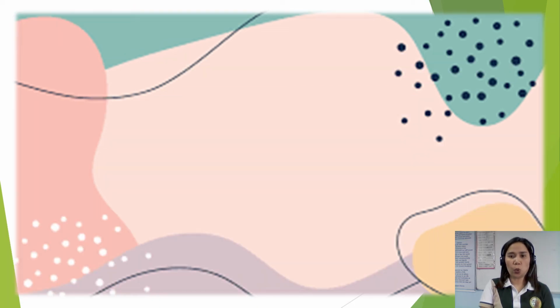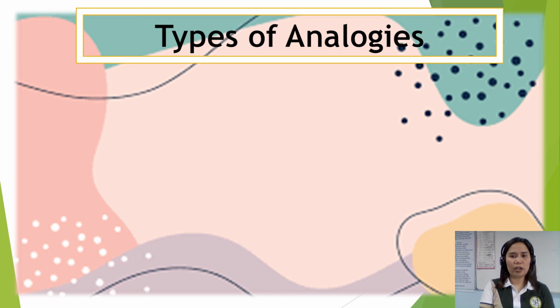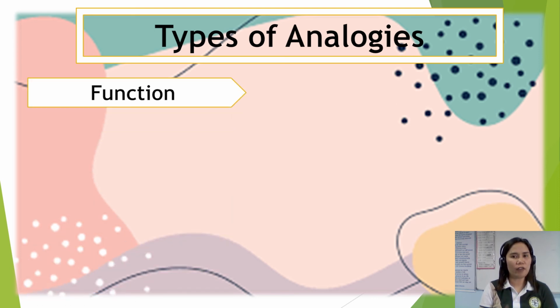All right. So we're done with the 8 types of analogies. Now let's have a short review. The types of analogies. First, we have the function. What is function? It tells something or how something works. Like for example, we have knife is to cut, and ruler is to measure.